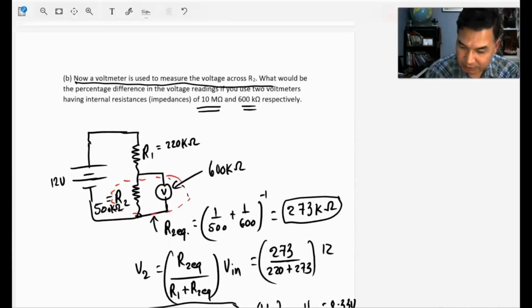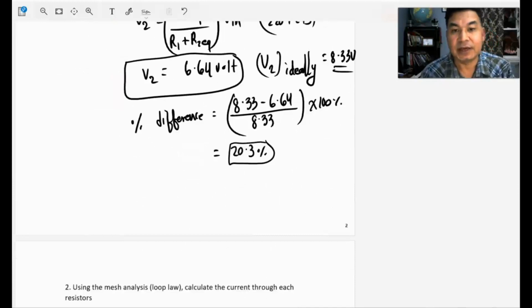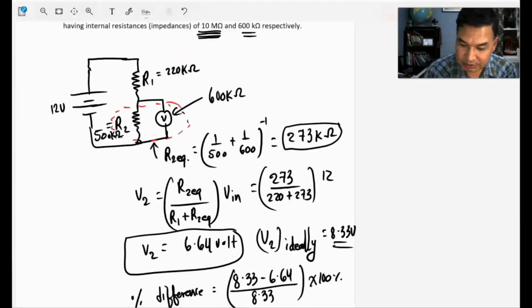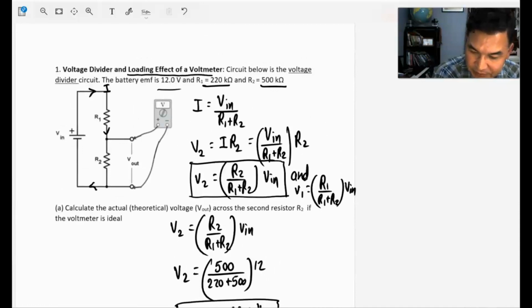Remember, when you use a voltmeter with 10 mega ohm internal resistance, which is much greater than this resistance, the voltmeter reading was not significantly off. It's a little bit different. But if you use a comparable internal resistor having comparable resistance, its reading will be significantly different. And this defect of a voltmeter or any instrument is called the loading effect. So this effect is called loading effect of a voltmeter, right?